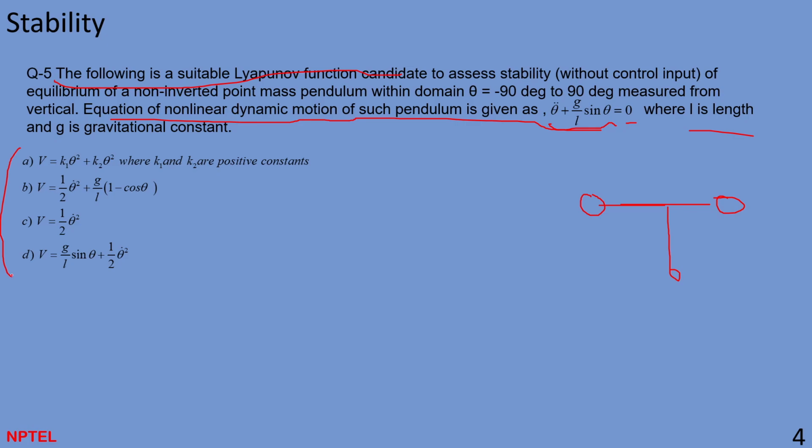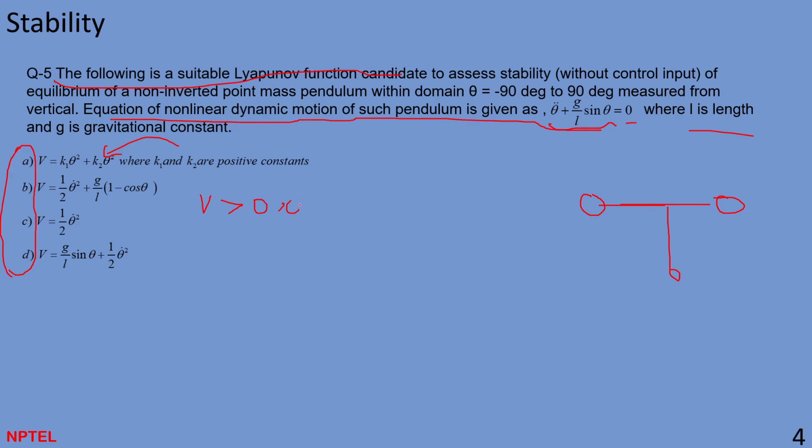How will you approach this problem? You need to check each option one by one. From that only you can get it. There is no such formula. If you have some Lyapunov function, you first need to check if it's positive definite or not. For stability, positive definite means v should be greater than or equal to 0, right?